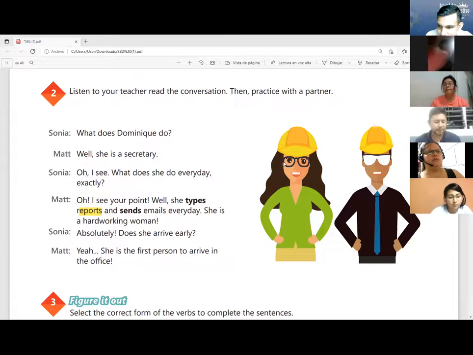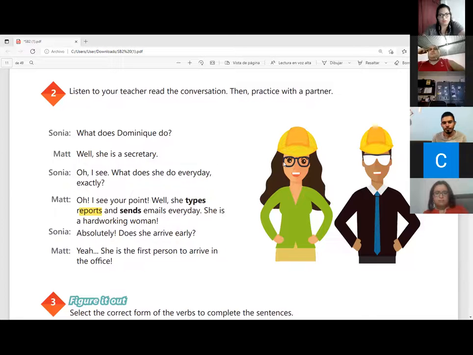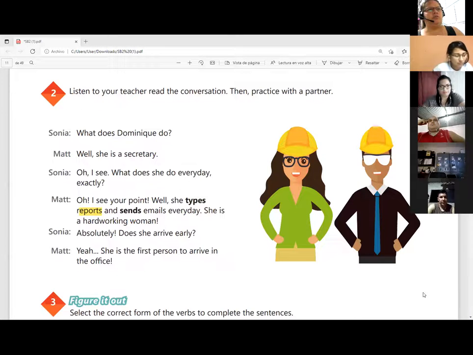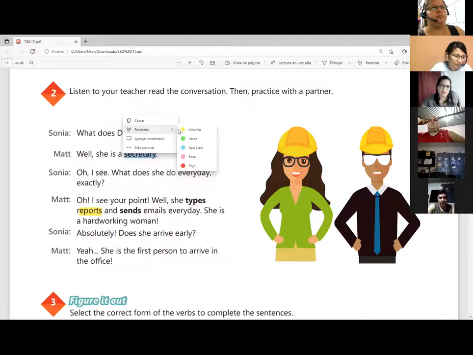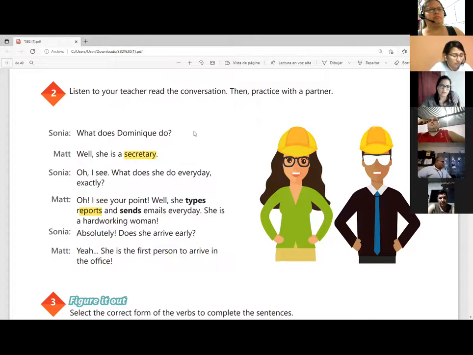Okay, now, Miss Brenda, she will be Sonia, and Mr. Samuel, he will be Matt. Okay. 3, 2, 1, action. What does Dominic do? Well, she is a secretary. Oh, I see. What does she do every day exactly? Oh, I see your point. Well, she types reports and sends emails every day. She is a hardworking woman. Absolutely. Does she arrive early? Yeah, she is the first person to arrive in the office.